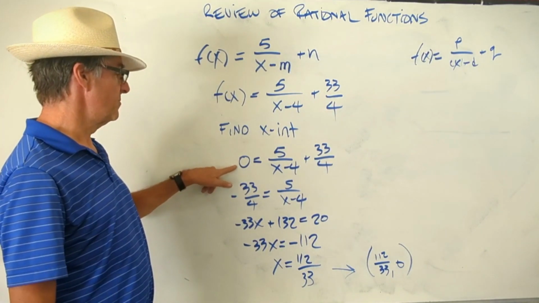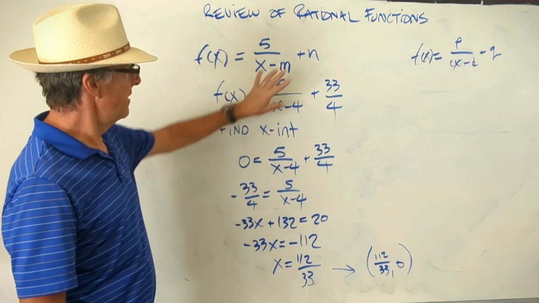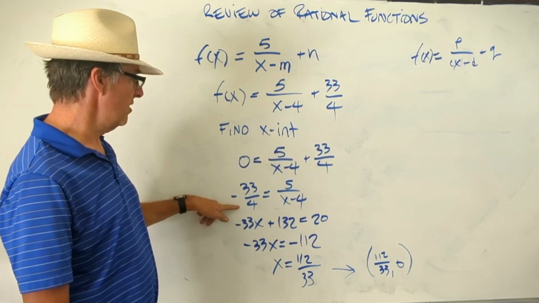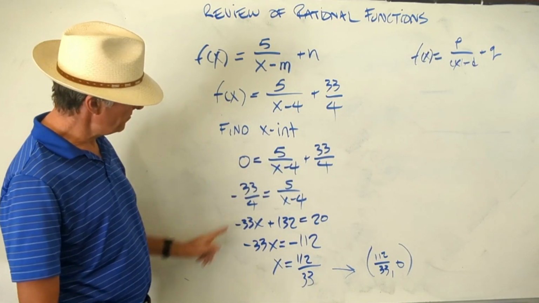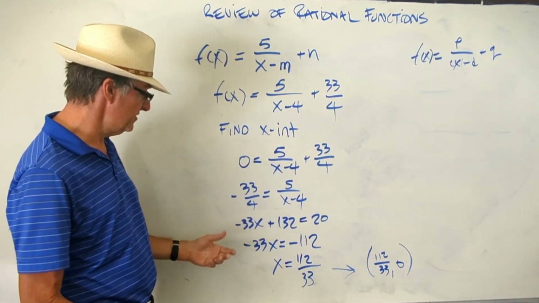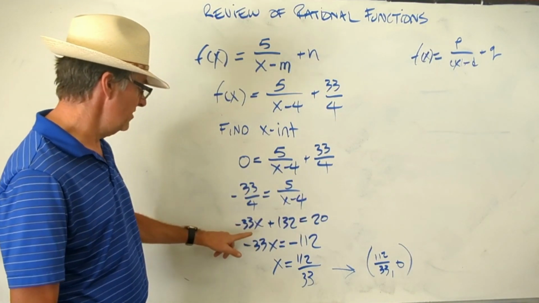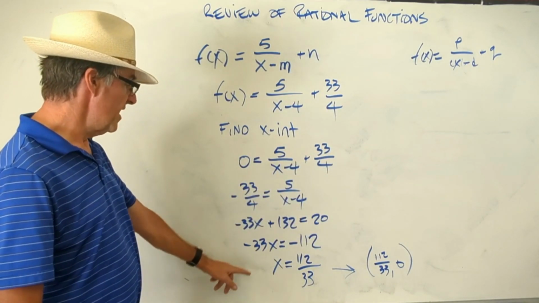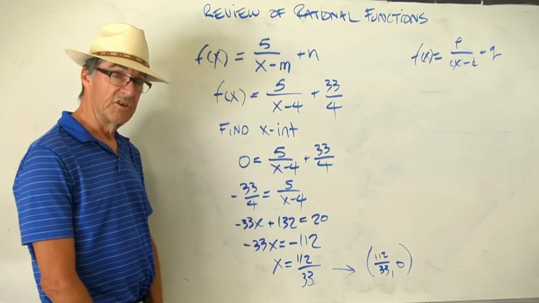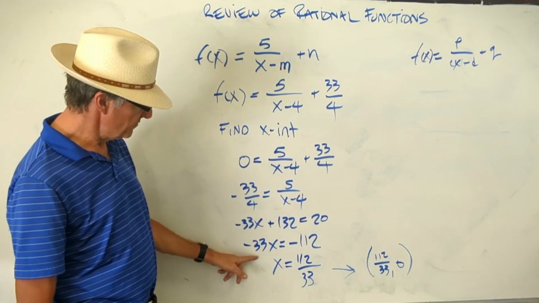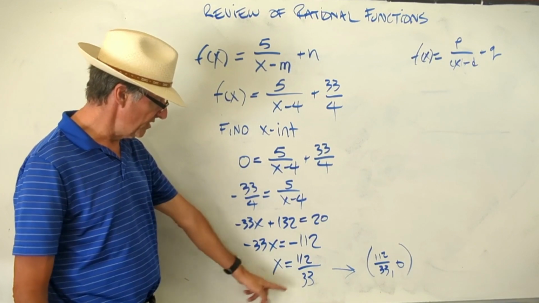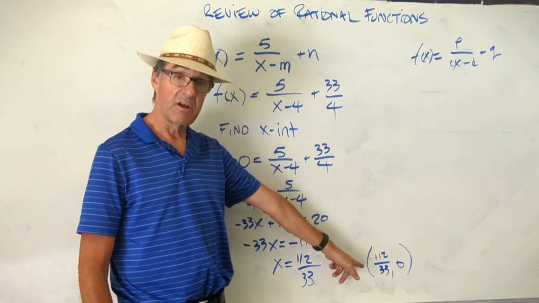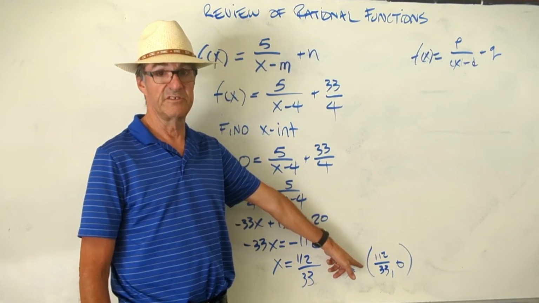So here's my plug-in step with my 0 on the left side and my function just coming on down. The first thing I did is I subtracted 33 over 4 from both sides. Then I cross-multiplied to simplify to get rid of the fractions. And that left me with this statement here, minus 33x plus 132 equals 20. I rearrange, move my 132 over here, and then finally divide through by negative 33, and I get 112 over 33 is my fraction, and so there is my coordinate point for my x-intercept.